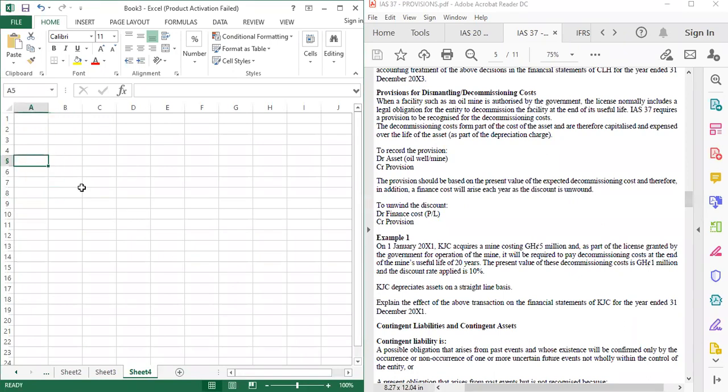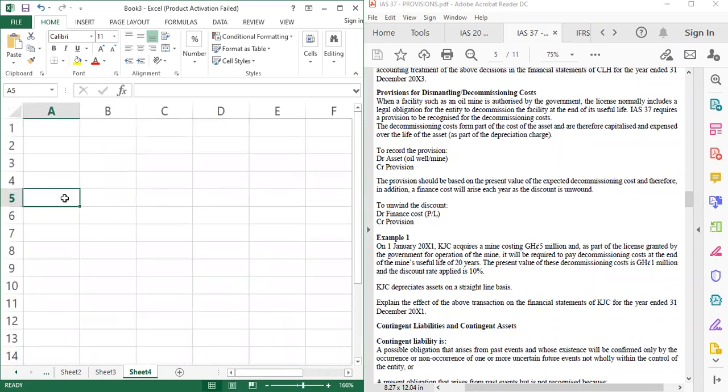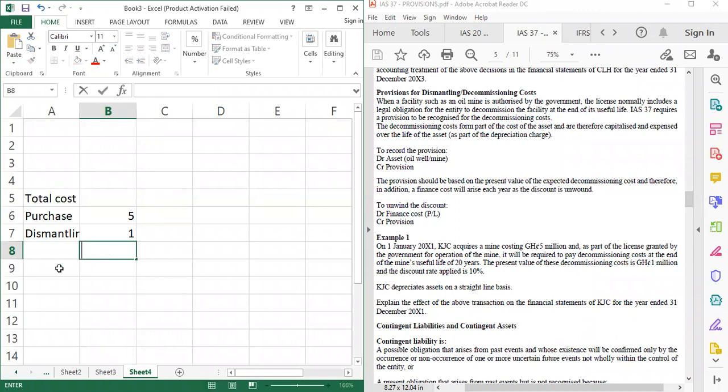The total cost of the mine will be the purchase price. What's the purchase price of the mine? 5 million. What is the present value of the dismantling cost? 1 million. So we add the dismantling cost to that, and that will give us 6 million. The total will be 6 million, isn't it? Then we now depreciate this 6 million over the useful life of the asset.